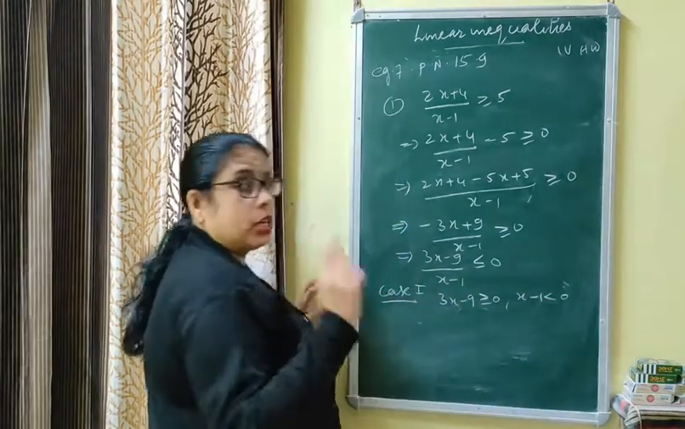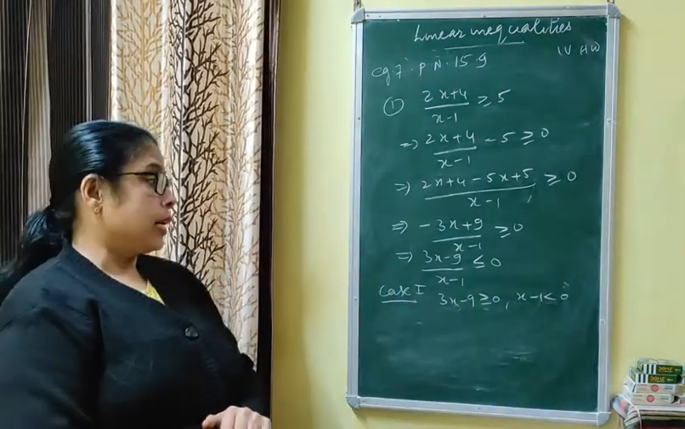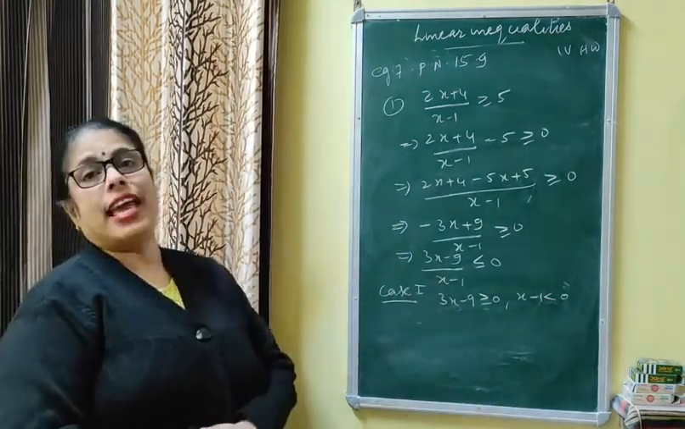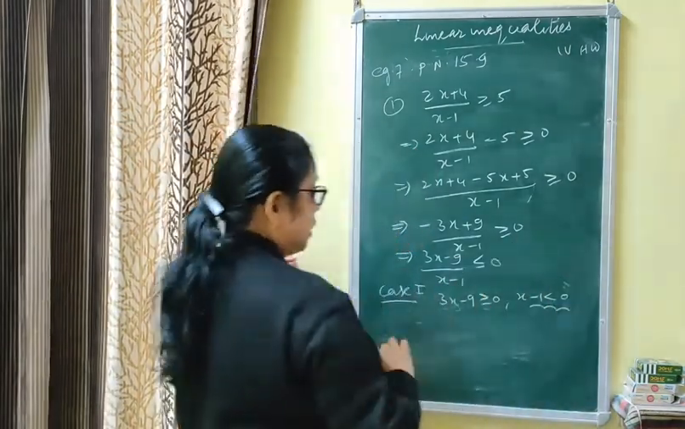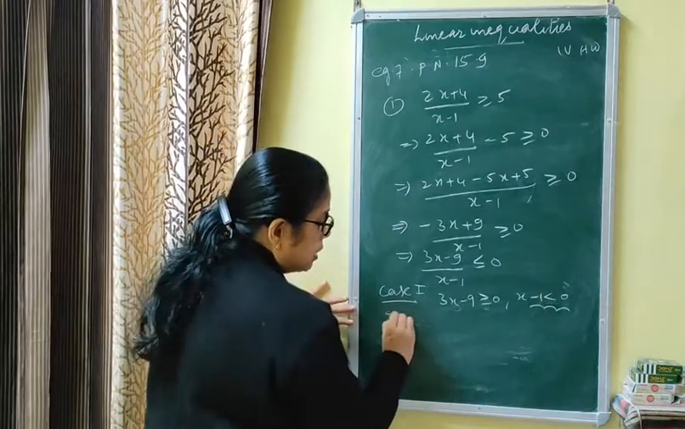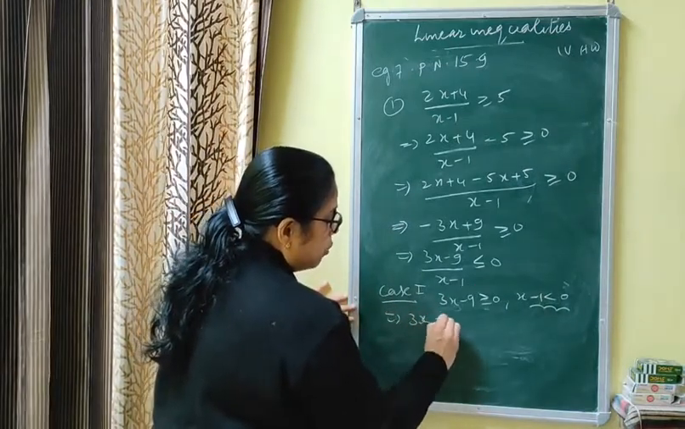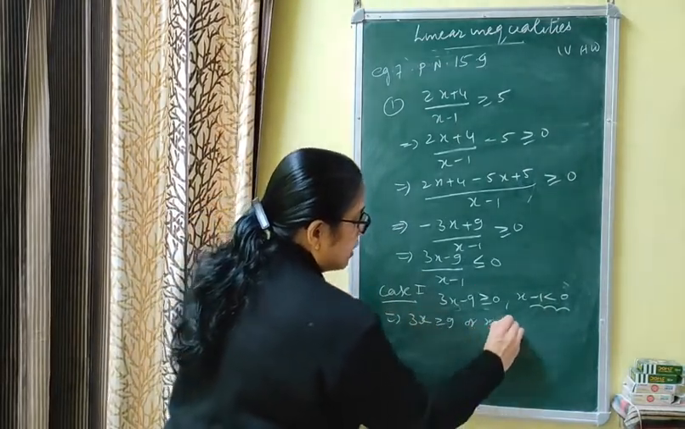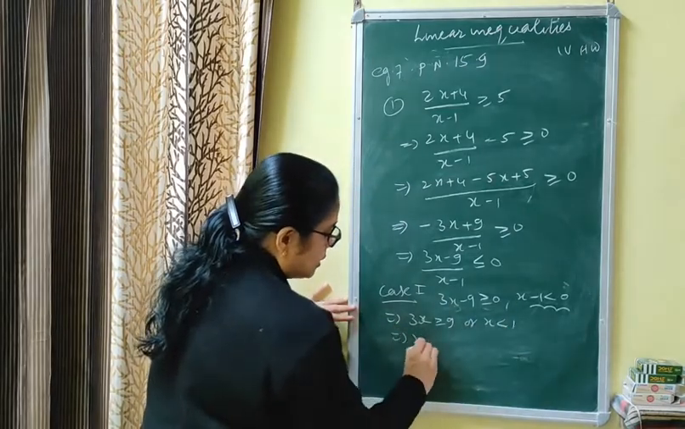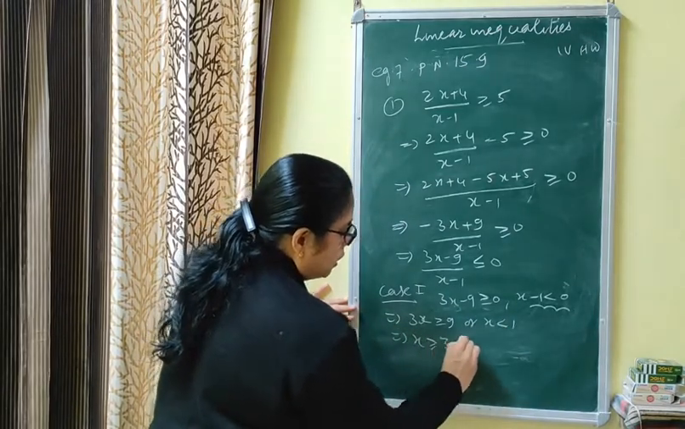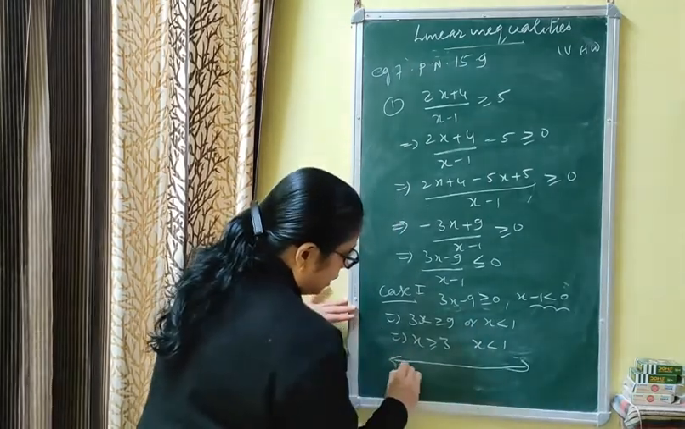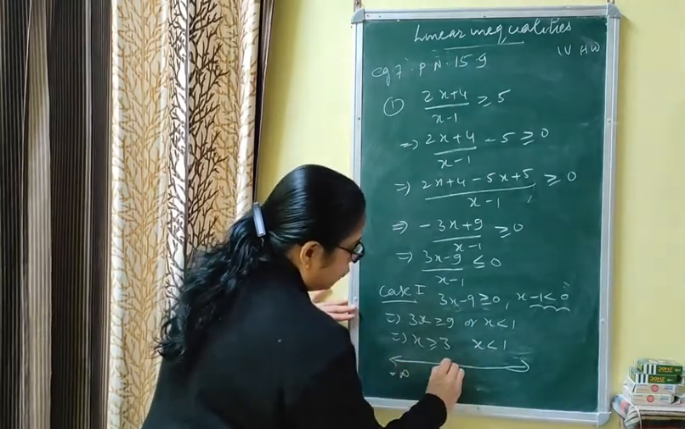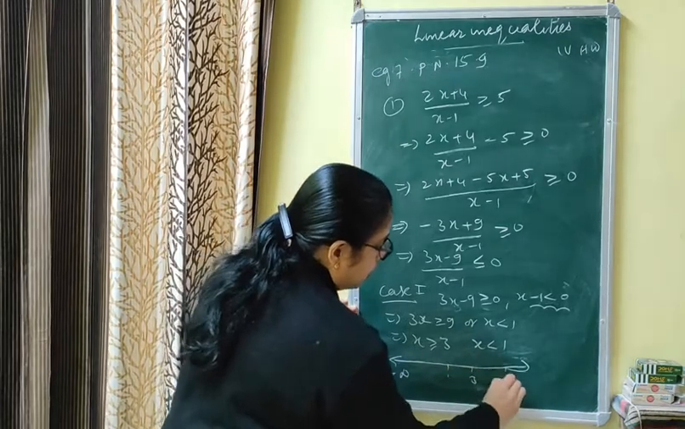अगर आप डिनोमिनेटर में इक्वल टू लिखेंगे तो वो इन्फिनिटी हो जाएगा। तो फ्रैक्शनल फॉर्म में जब भी वेरिएबल डिनोमिनेटर में आएगा, कभी भी इक्वल टू 0 नहीं लिखना है। This is very important. That implies 3x greater than or equal to 9 or x less than 1, implies x greater than or equal to 3 or x less than 1. If you draw number line again, minus infinity, 1, 3, infinity.